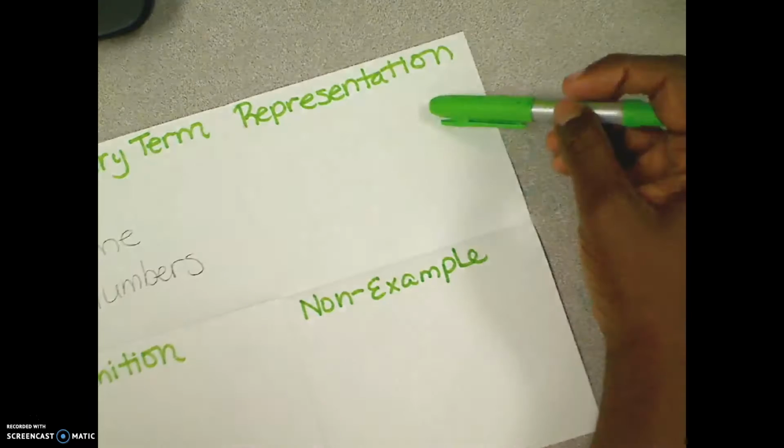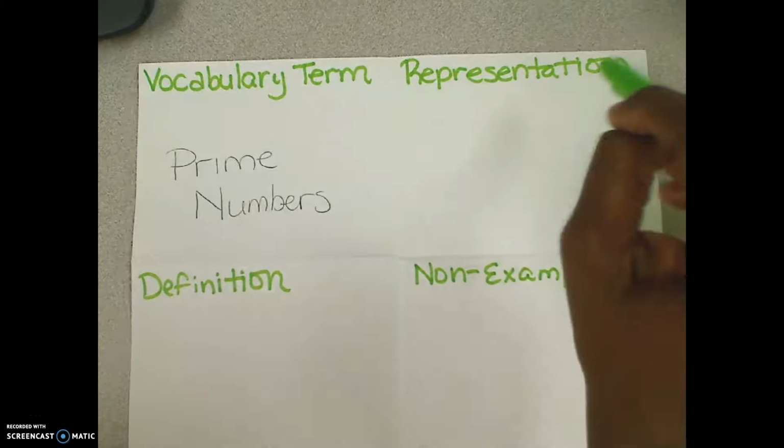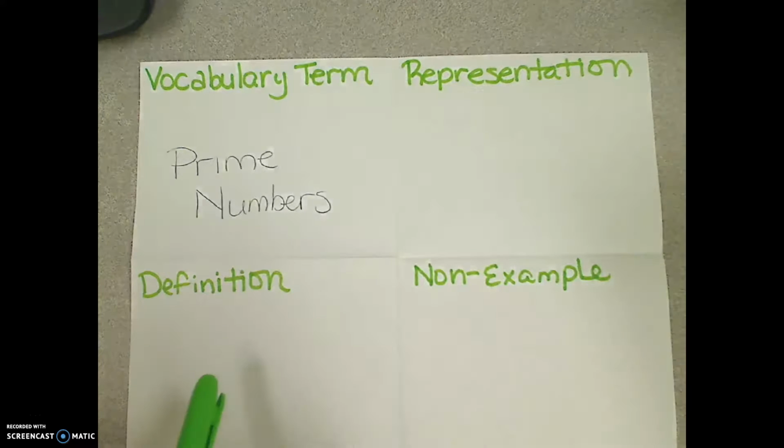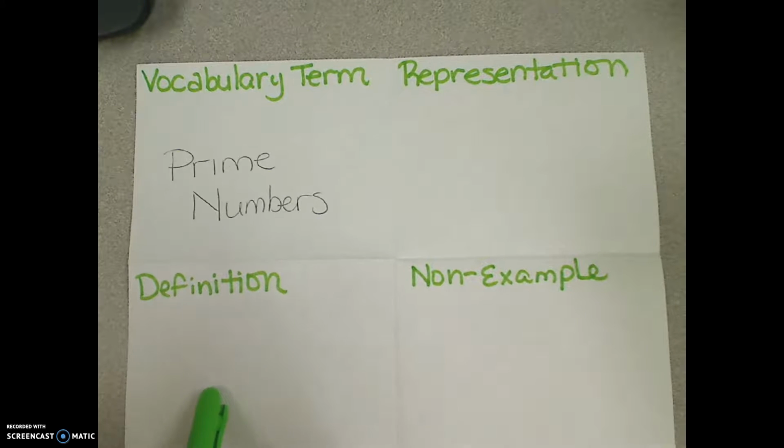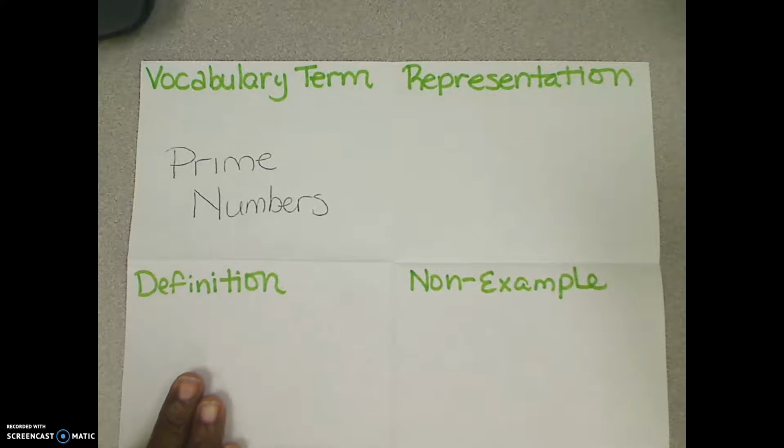So here, what is a prime number? Give me a representation, a picture of it. You can draw a picture, you can write a number. What are prime numbers? What is the definition of prime numbers? And what is something that is not a prime number? Like the opposite. Then you're just going to flip it over and do the same for composite numbers.